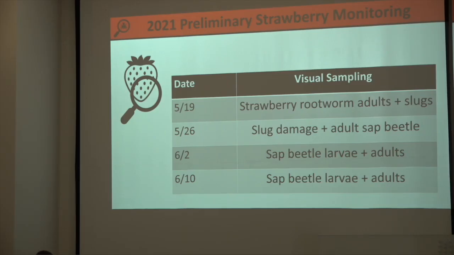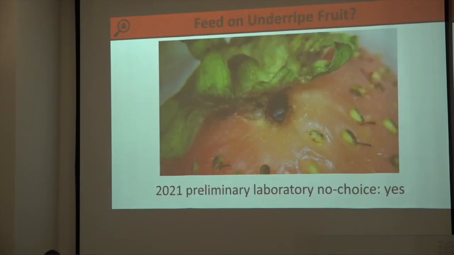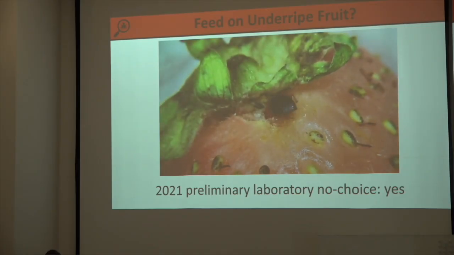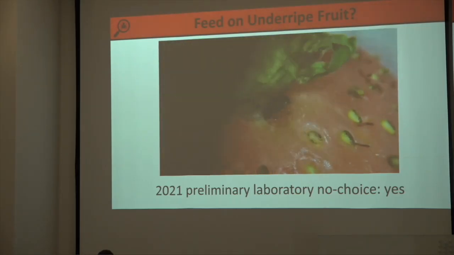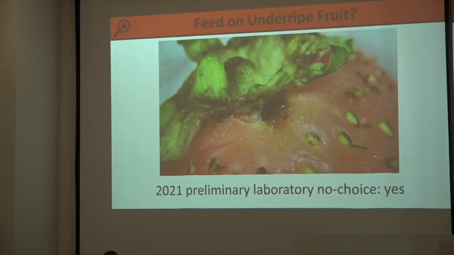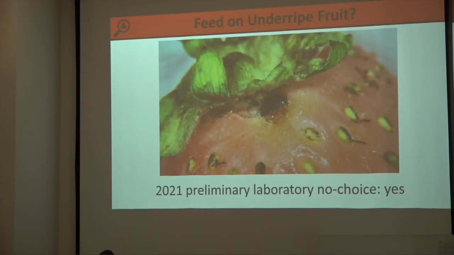Another question, again, I always get is, will they feed on green fruit? And as I said, it's probably slugs if they're feeding on green fruit. But if you take them to your house and you put them in a Tupperware with a green fruit and give them nothing else to eat, they will eat green fruit. So it is technically possible for them to eat green fruit.